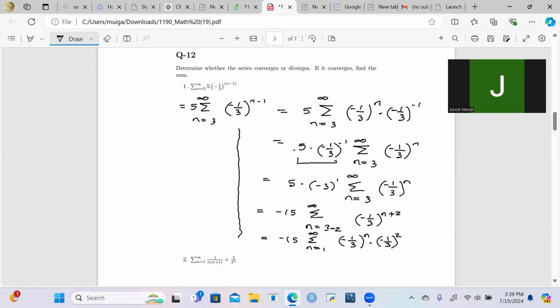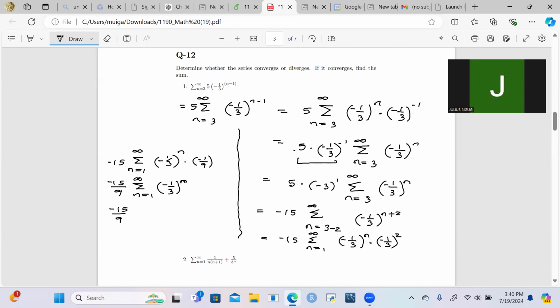So let's use the space on this side. We have minus 15, this sum, n equals 1 to infinity of minus a third to the power of n, and then multiplied by minus 1 over 9, which can be factored out to get minus 15 over 9, and this sum, n equals 1 to infinity of minus a third to the power of n. And that will give you minus 15 over 9.